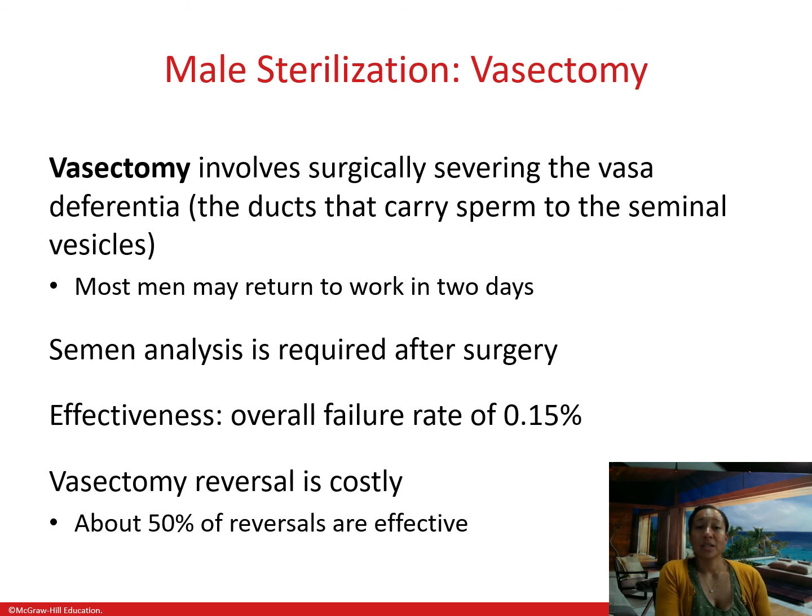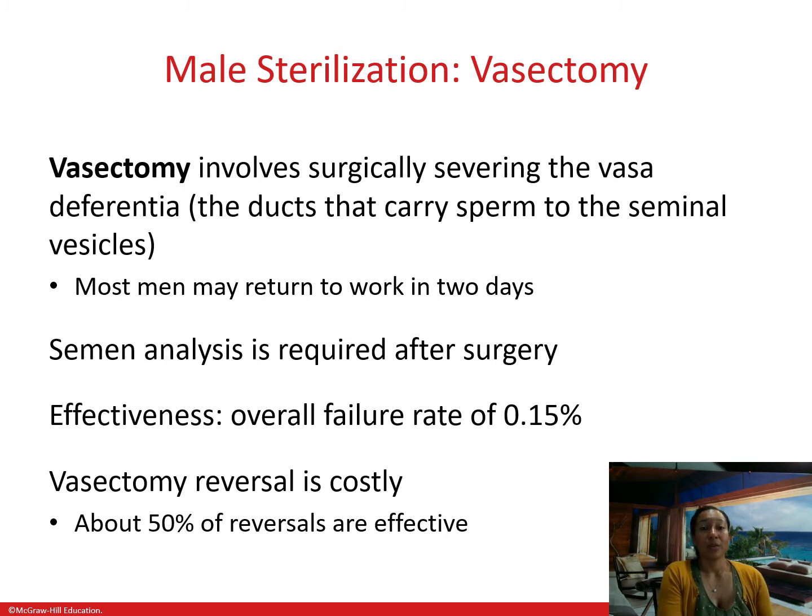So male sterilization is known as a vasectomy. This involves the surgical severing of the vasa deferentia, which is the duct that carries the sperm to the penis, essentially. So if that tube is cut off, then there's no sperm going to the penis. The male is actually able to perform exactly how they were prior. It's just that no sperm is going to be ejaculated. A fluid will be ejaculated, but it's not going to contain sperm.